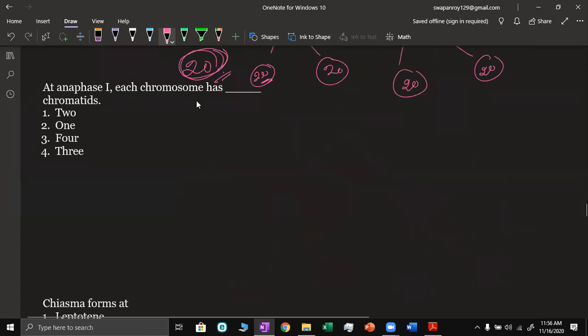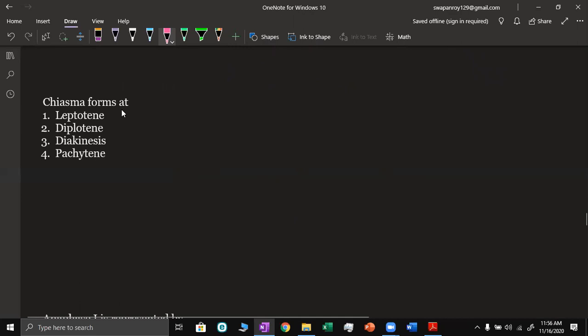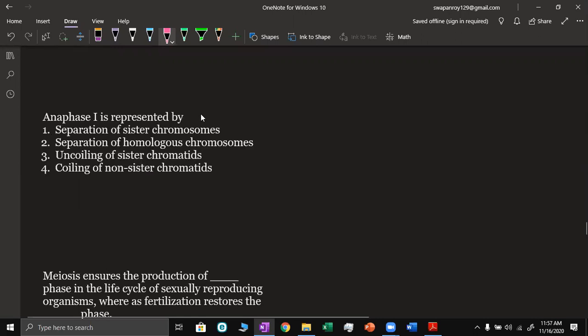Next, at anaphase one, each chromosome has dash chromatids. Since the chromatids do not separate, after anaphase one each chromosome will have two chromatids. Chiasmata form at diplotene? Pachytene is crossing over. Anaphase 1 is represented by separation of sister chromatids? No. Separation of homologous chromosomes? Yes, this one. Uncoiling of sister chromatids? No. Coiling of non-sister chromatids? No. It is the separation of the homologous chromosomes.